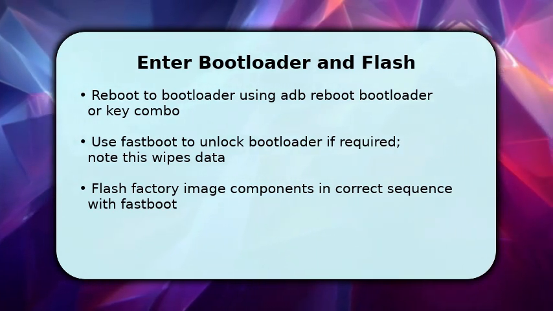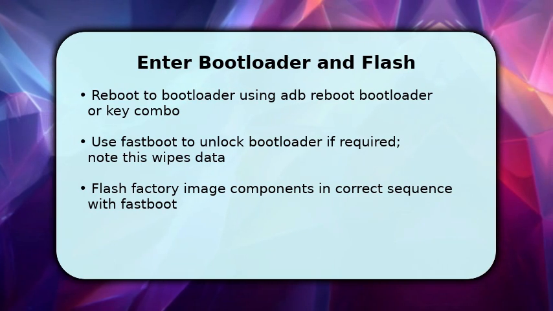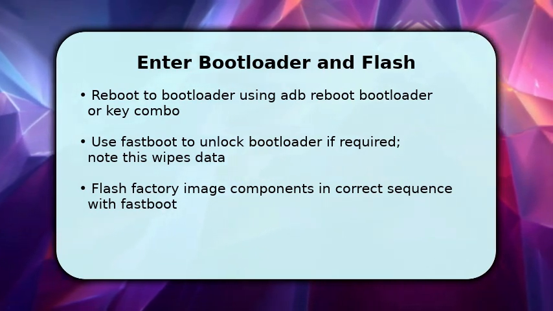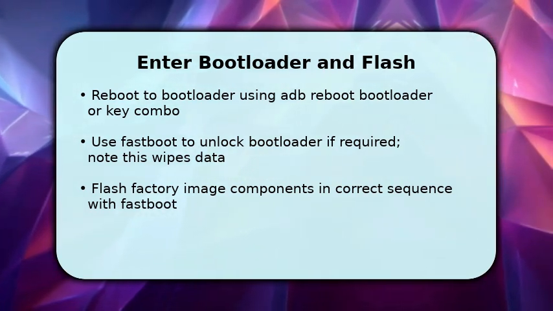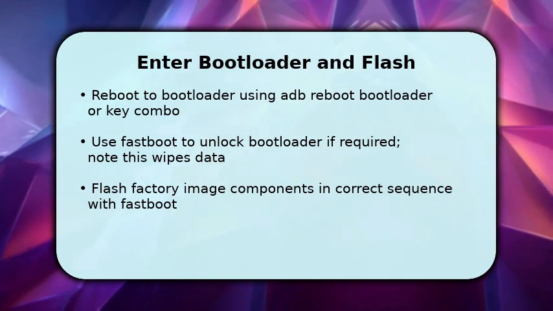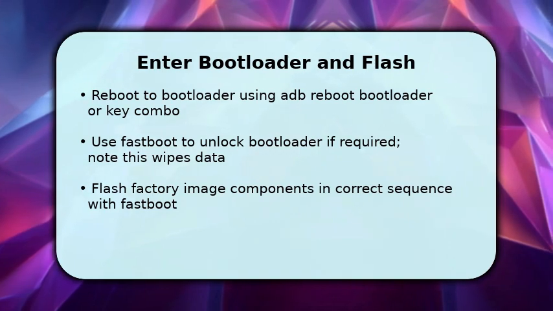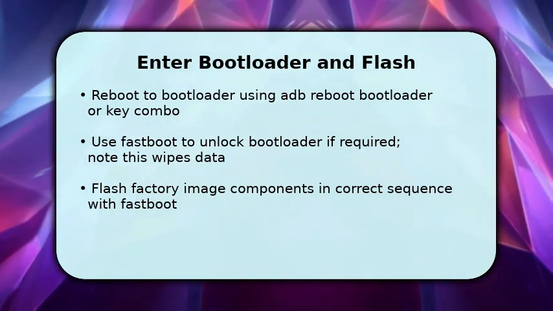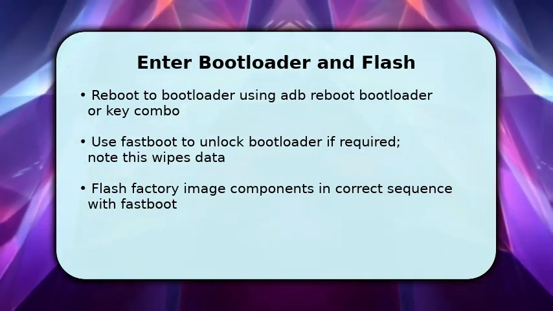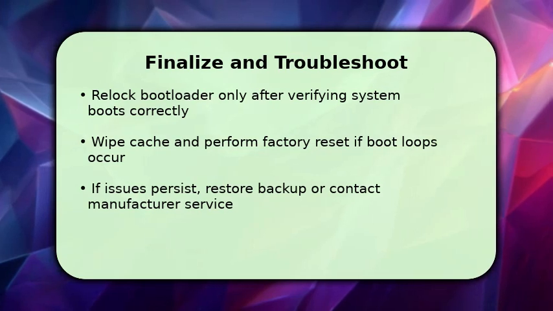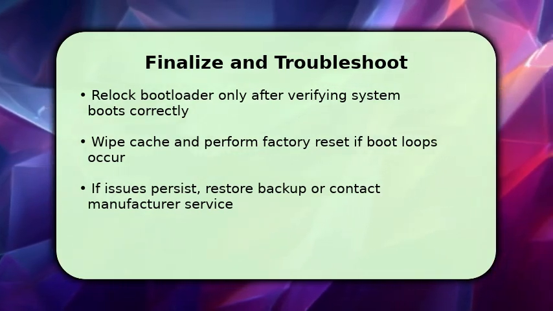Then flash the factory image components, boot, system, vendor, etc. in the exact order specified by the manufacturer using fastboot commands. This replaces the newer build with the older signed image. Finish by rebooting the device and letting the system complete its first boot setup. Monitor for errors and only relock the bootloader once the phone boots normally.